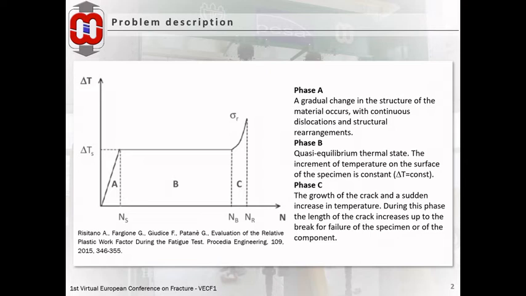The methods proposed so far are usually based on the rate of temperature increase in the phase A presented on this figure, or assume existence of quasi-equilibrium thermal state when the increment of temperature on the surface of the specimen is constant.